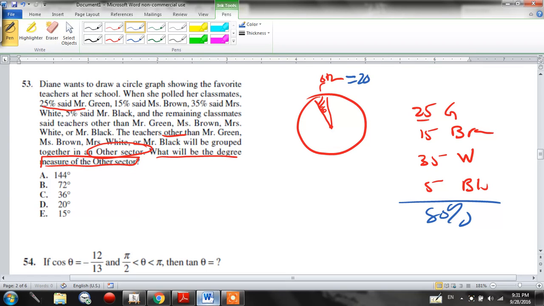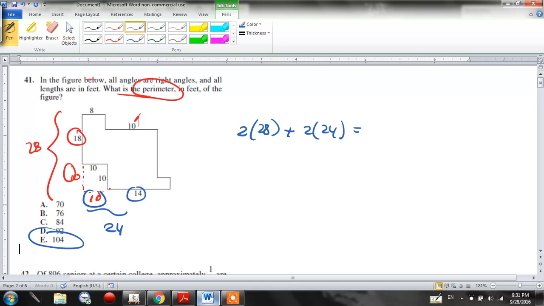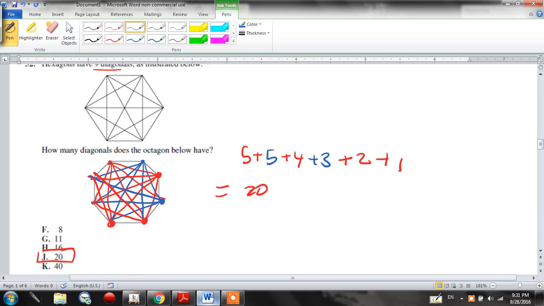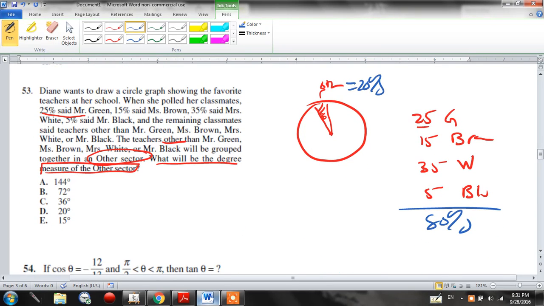So 20% of the circle is going to be other. That's 20% of what? 360 degrees. That's the whole circle. So that's going to be 72 degrees. 20% of 360 is 72 degrees. So 72 degrees is other.